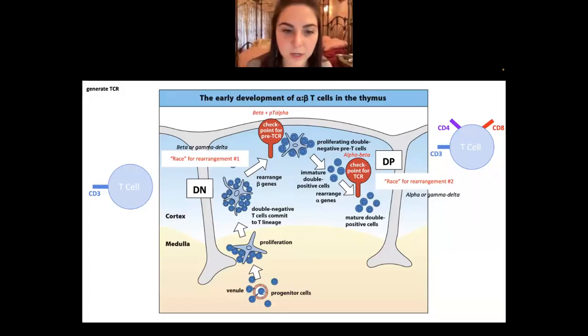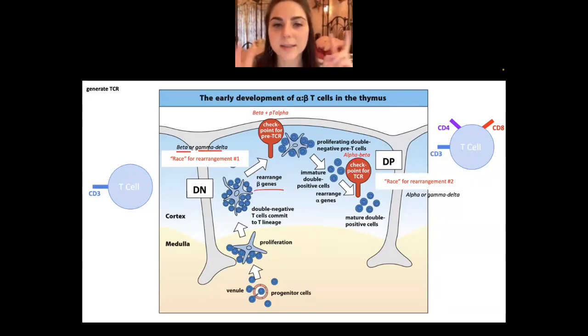They're going to come in through a venule, and they're double negative when they enter, right? They haven't done anything yet. The first race for rearrangement occurs. So now it's either, are we becoming a gamma delta T cell, or are we rearranging the beta chain successfully? More likely than not, actually mostly all the time, you rearrange the beta chain.